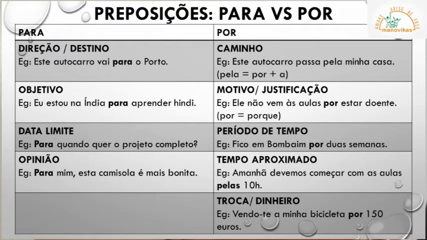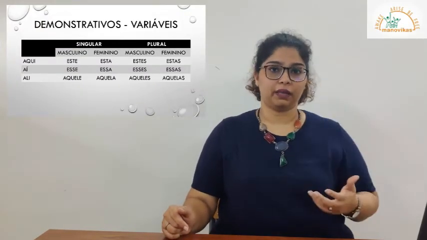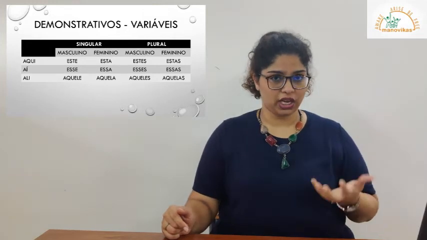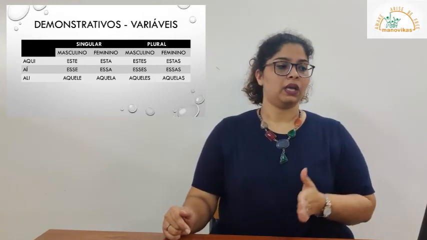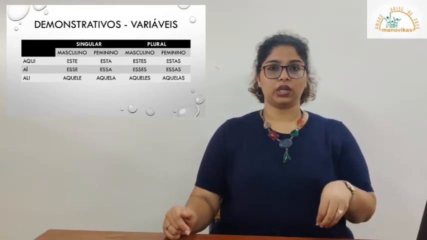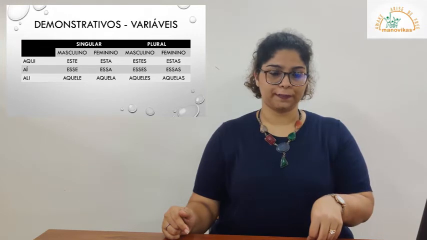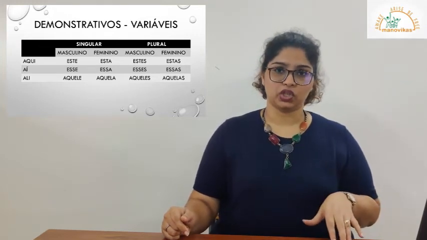Then we have demonstratives, which I have done last year. Isto, isso and aquilo, which are the invariable ones. They don't change with gender and number. Here I am mentioning to you the variable ones, variáveis. Okay, they change with gender and number. So now, when it is aqui, I talk about here, the masculine would be este, feminine would be esta, singular. In plural, there would be estes and estas.